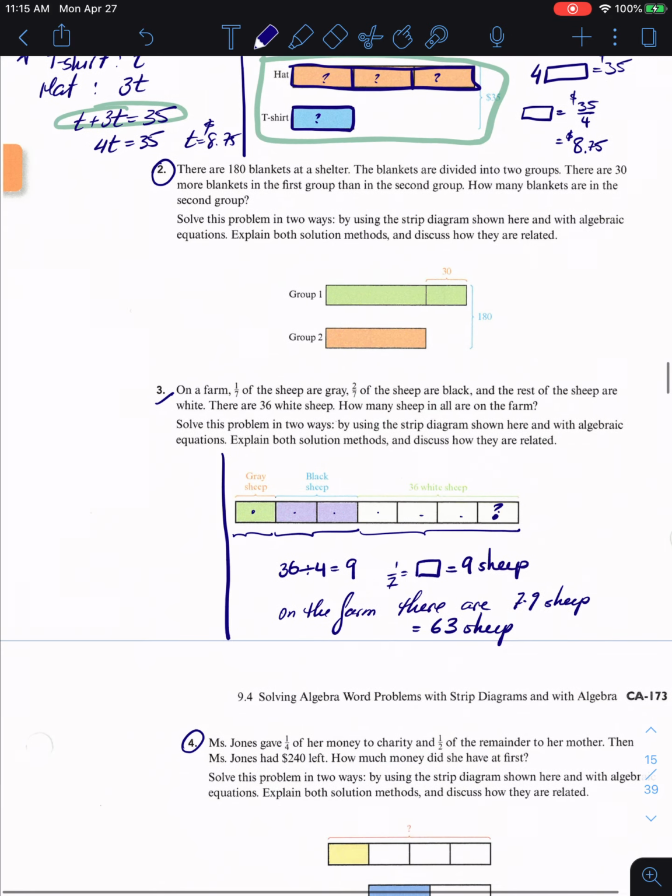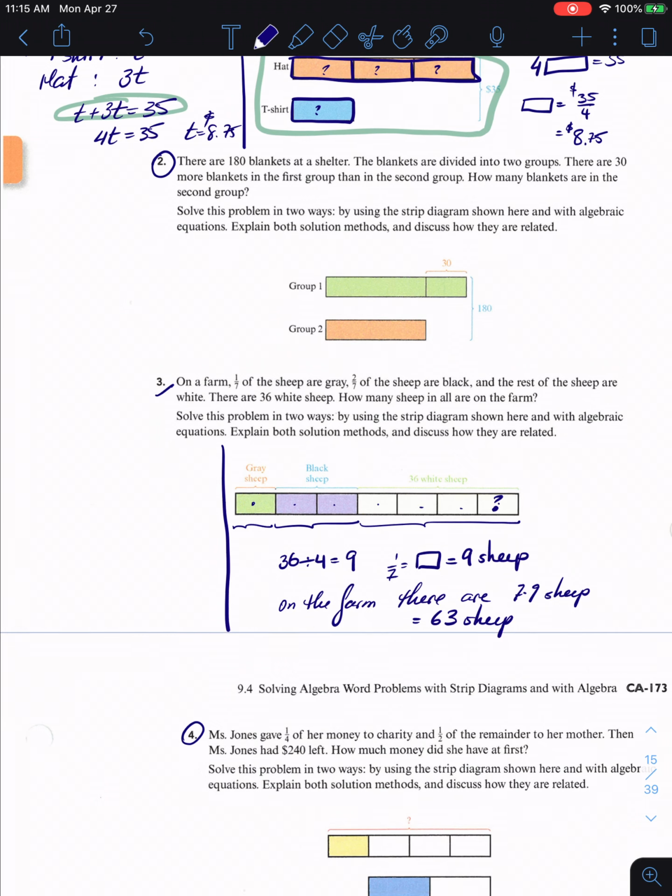So let's look at the algebraic way to do this. So we have 1/7 of the sheep are gray, 2/7 of the sheep are black, the rest are white. So 1/7 is gray, 2/7 is black, the rest are white. Now if 1/7 is gray and 2/7 is black, that means 3/7 are not white. So 4/7 should be white.